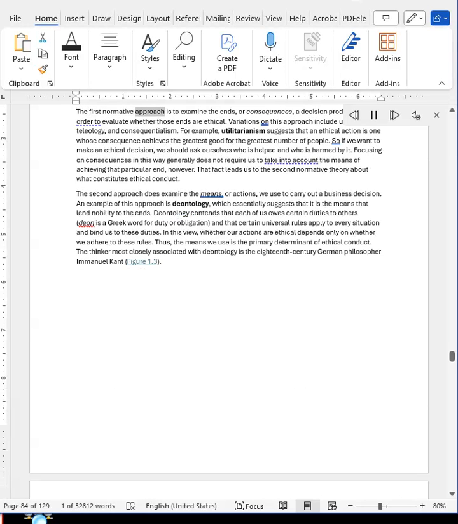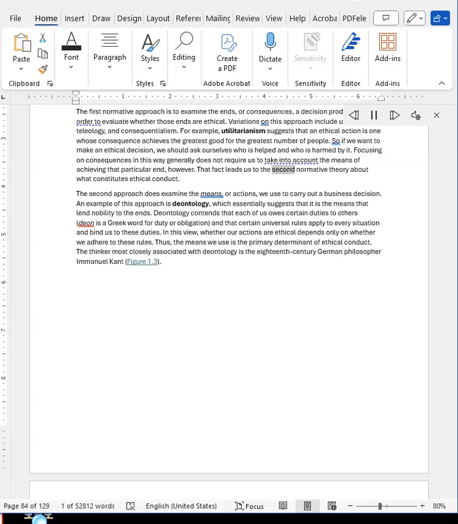The first normative approach is to examine the ends, or consequences, a decision produces in order to evaluate whether those ends are ethical. Variations on this approach include utilitarianism, teleology, and consequentialism. For example, utilitarianism suggests that an ethical action is one whose consequence achieves the greatest good for the greatest number of people. So if we want to make an ethical decision, we should ask ourselves who is helped and who is harmed by it. Focusing on consequences in this way generally does not require us to take into account the means of achieving that particular end, however.